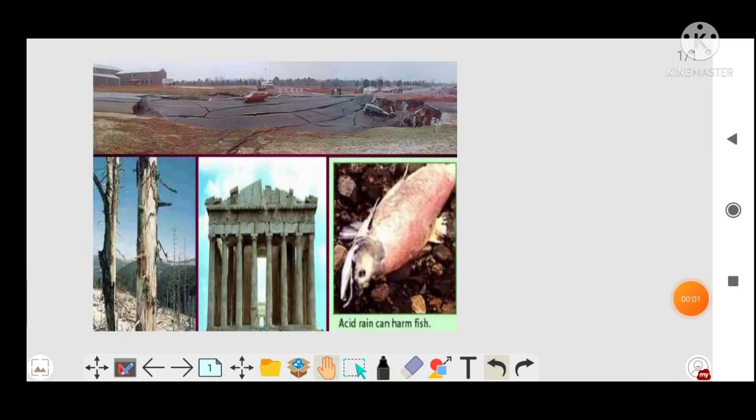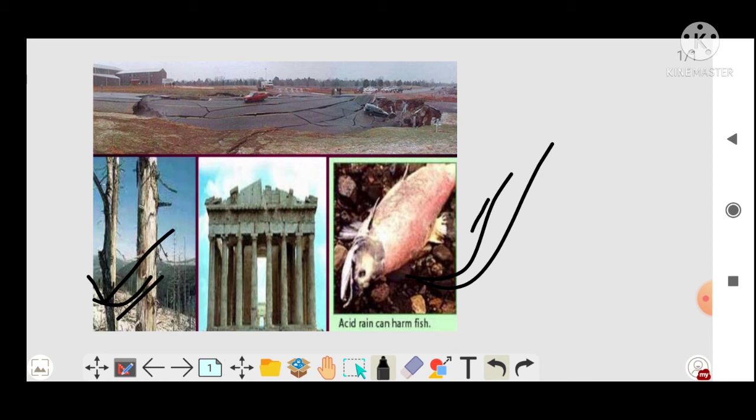Look, acid rain is very harmful to plants and animals. Here are some pictures of this. Acid rain can harm fish, and acid rain can harm plants. Some monuments, heritage buildings, are also affected by acid rain.